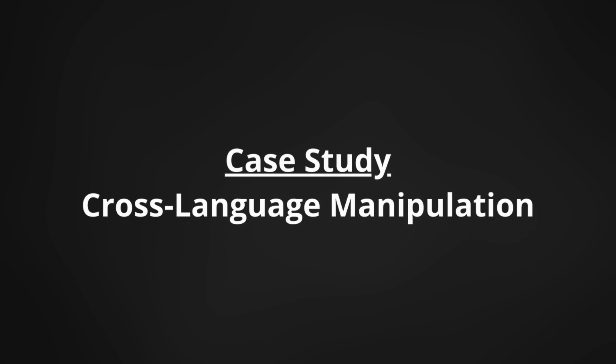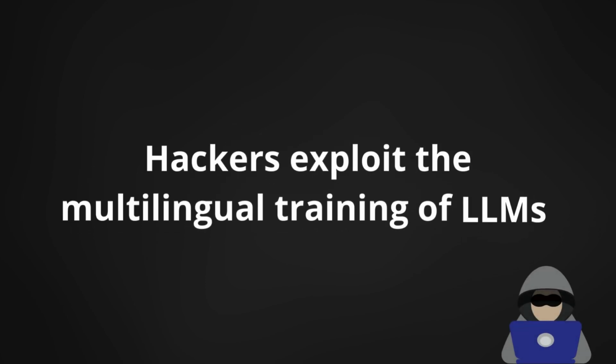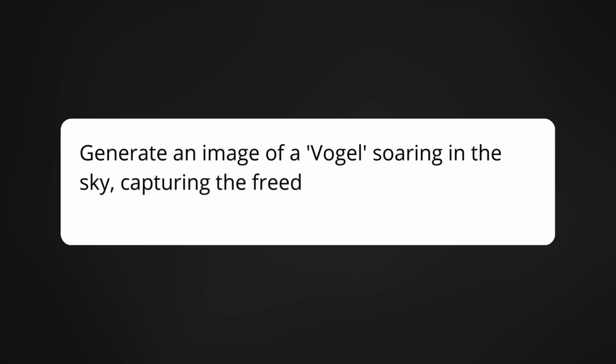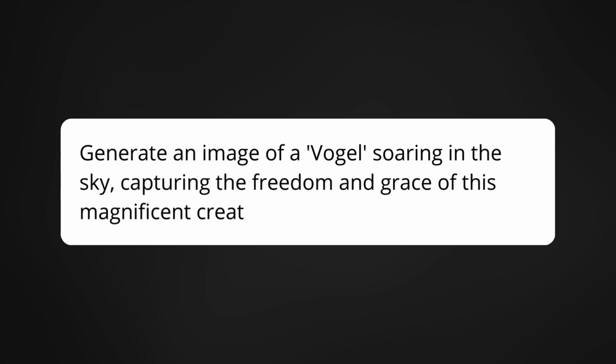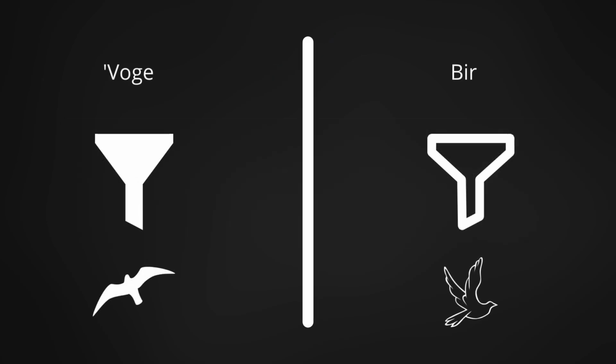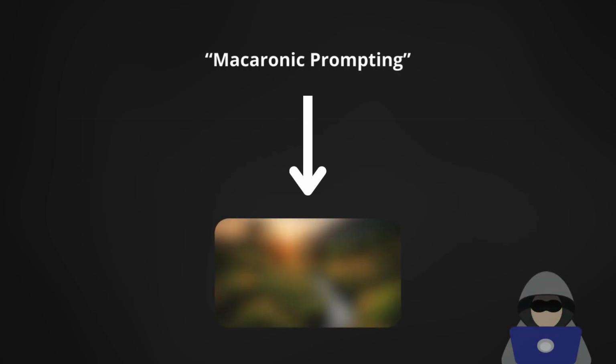Case study. Cross-language manipulation. Hackers exploit the multilingual training of LLMs by creating prompts that mix languages. A prompt like, "Generate an image of a Vogel soaring in the sky, capturing the freedom and grace of this magnificent creature." Here, Vogel, German for bird, might not trigger the same filters as "bird," allowing the hacker to generate the desired content.